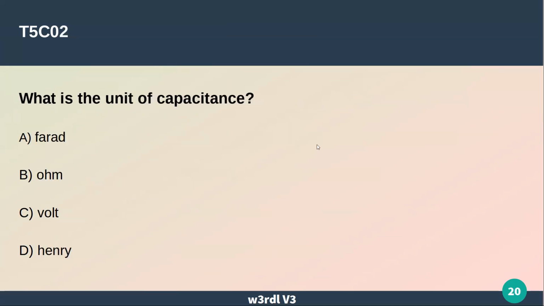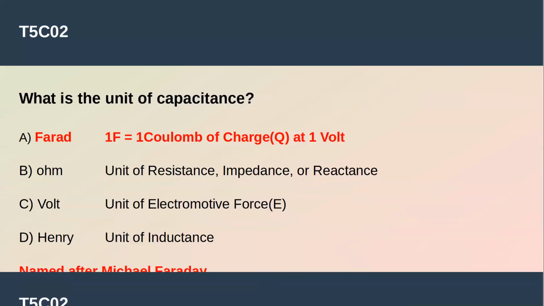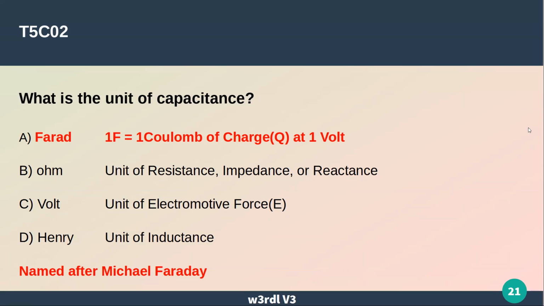What is the unit of capacitance? Alpha. What is the unit of capacitance? Alpha. Now, I think that should be capitalized, but it's not on the question pool. But I did it here. And like I said, 1 farad is equal to a coulomb of charge at 1 volt. It's a big capacitor.